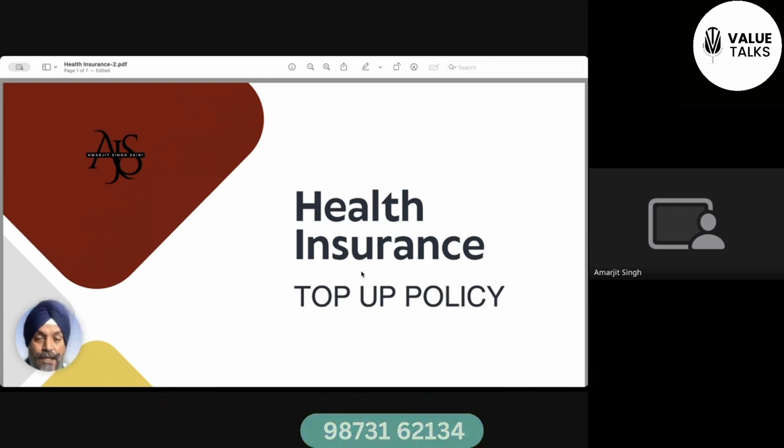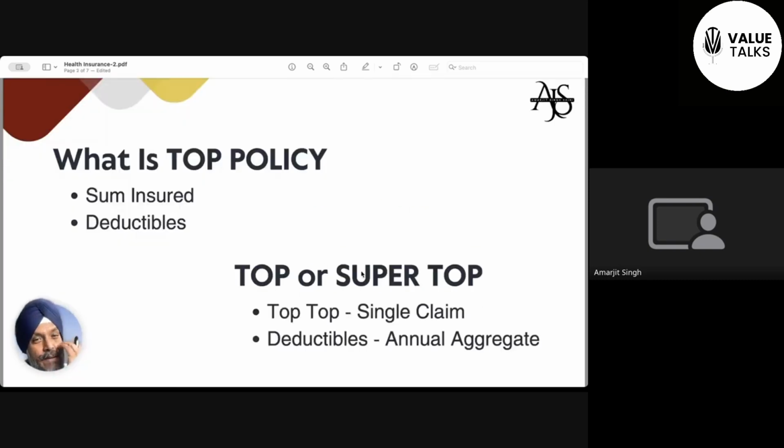And apart from that, in case of critical situations where things are out of control and you want to take the benefit of health insurance, there is a policy called health insurance top-up policy. So today I am going to give you a brief about health insurance top-up policy, so that you know what it is, and if you feel that there is a risk which you want to manage through this policy, you are most welcome.